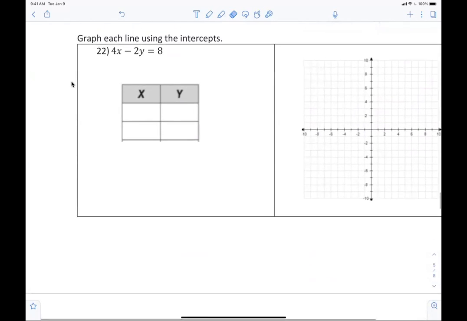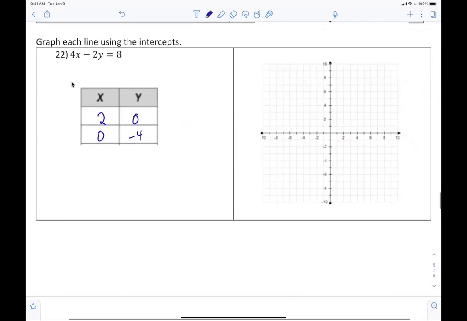Now, graph using the intercepts. When we're using the intercepts, you're going to let 0 be what? And also 0 be what? There you go. If I plug 0 in for y, I get what? If I plug 0 in for x, I get, and I just plot those points. 2, 0 and 0, -4.